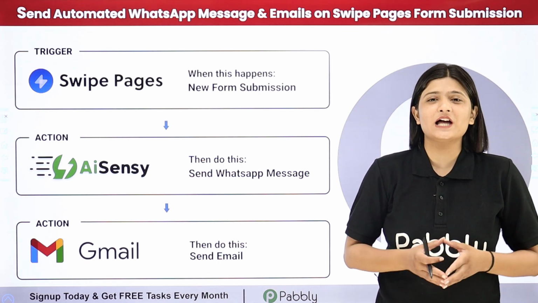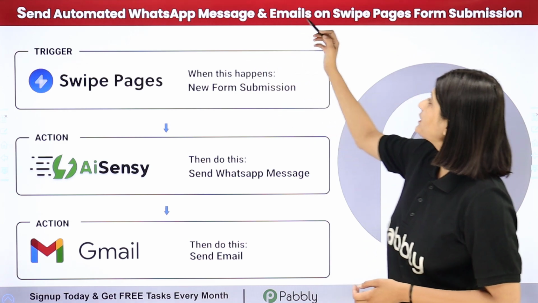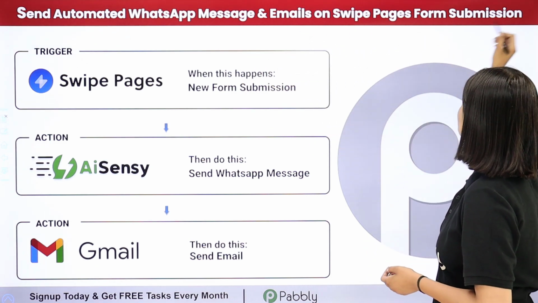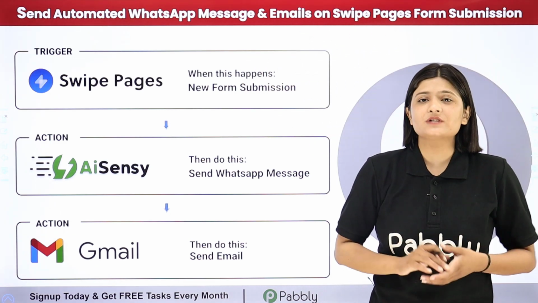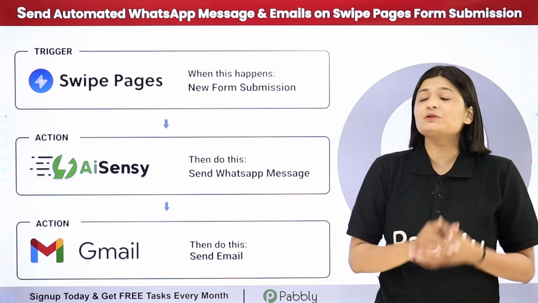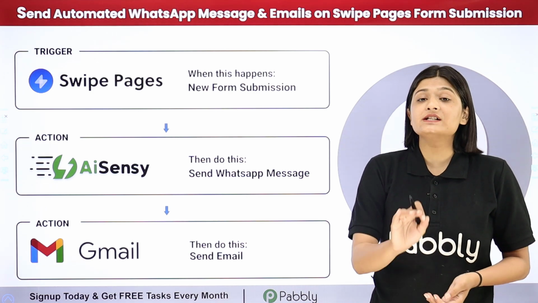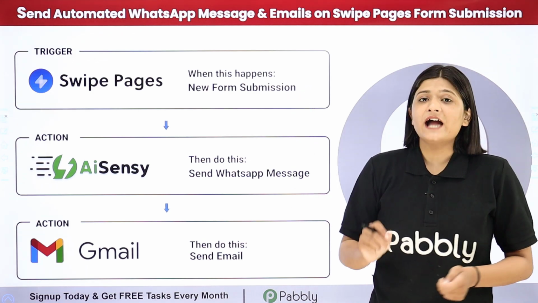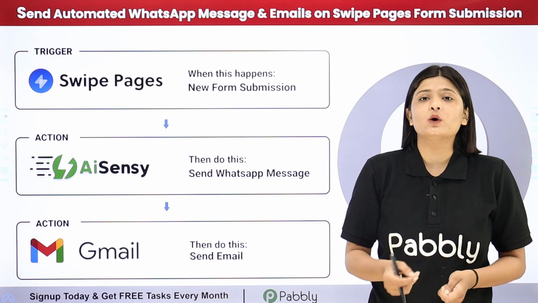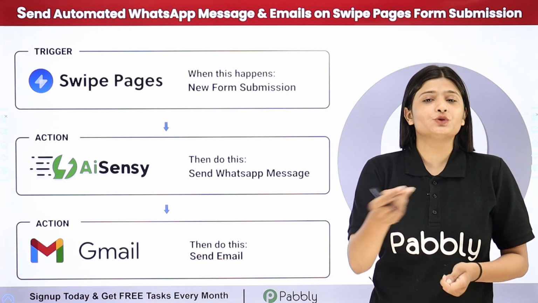So in this video, we are going to learn how to send automated WhatsApp message and emails on Swipe Pages form submission. So let's suppose I'm running a fitness center and I'm using Swipe Pages to promote that. Now I want whenever a potential lead fills a form on Swipe Pages, I should automatically send a quick follow-up via WhatsApp and then through email.